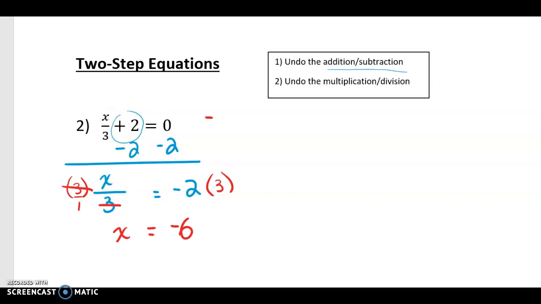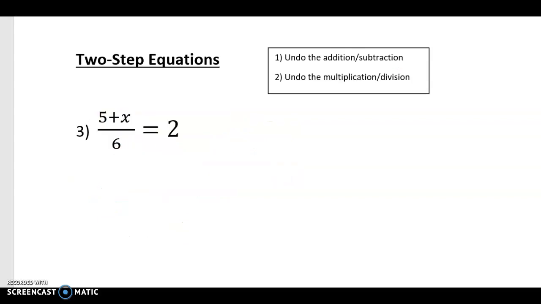Again, I can plug in this negative 6 where this x is. Negative 6 divided by 3 plus 2. That should give me a 0. Let's see if it does. That will be negative 2 plus 2, which does give me a 0. So I do know that I solved this correctly. That's the second type.